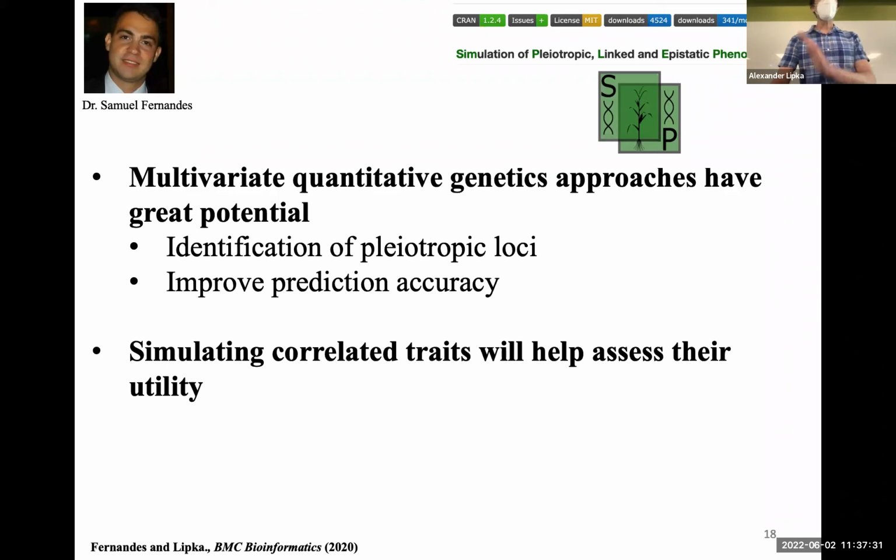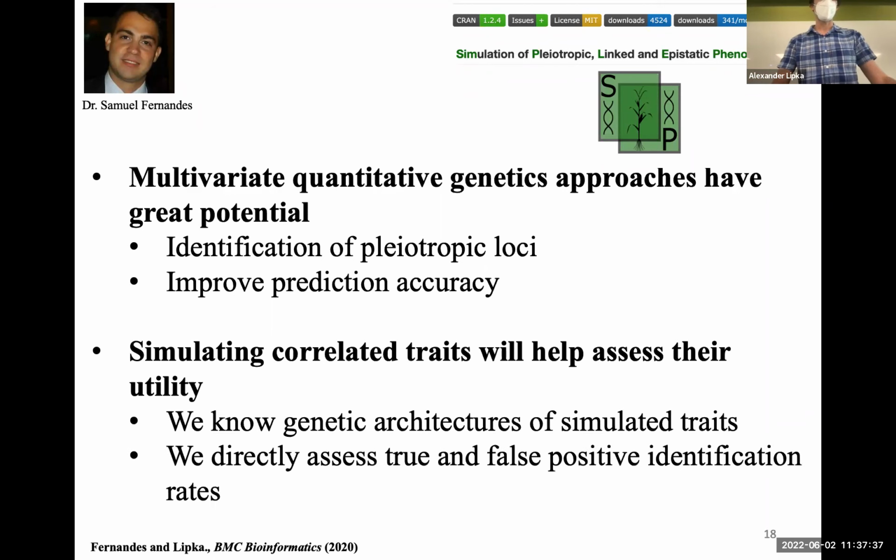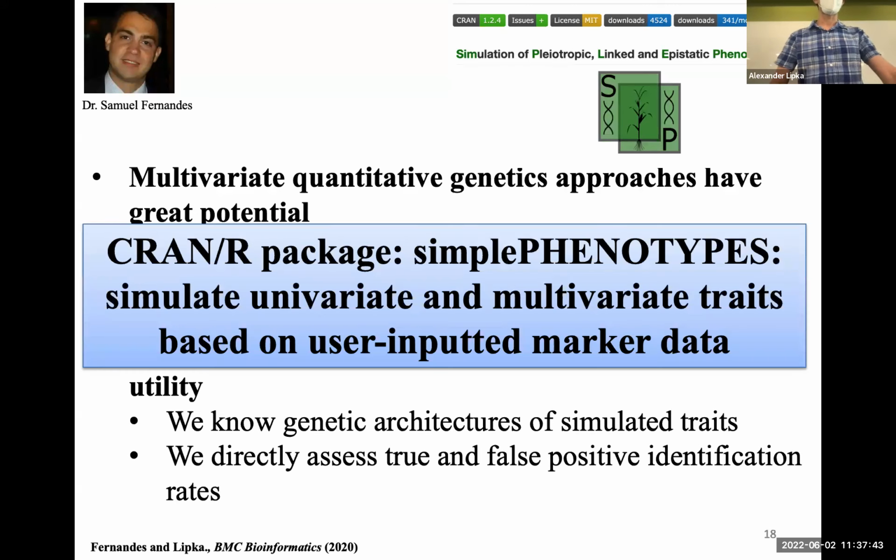So simulating correlated traits will help you assess the utility because you know the ground truth. You know the genetic architectures of simulated traits, and therefore you can directly assess your true and false positive identifications. So check out this Simple Phenotypes R package because it can help you simulate univariate and multivariate traits.